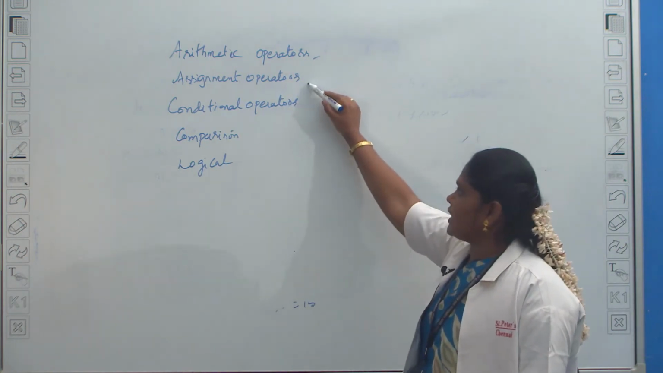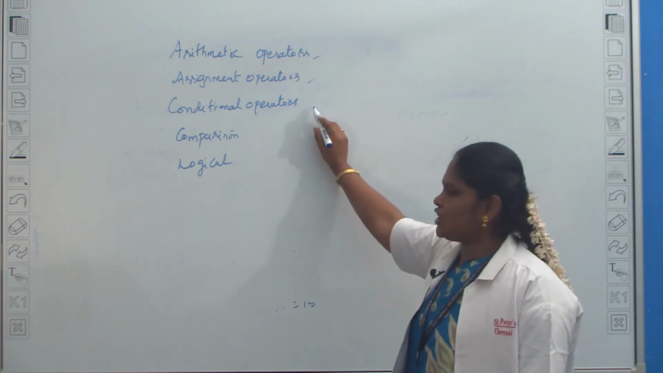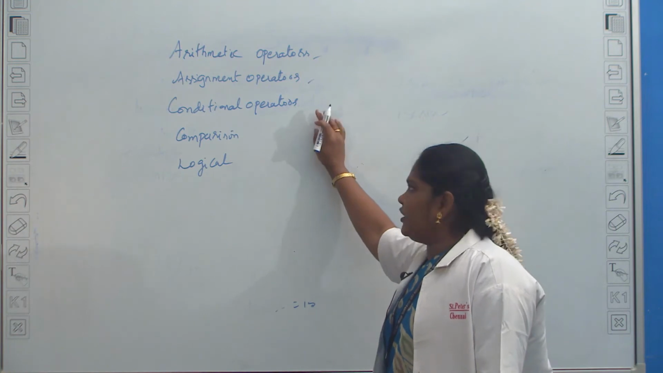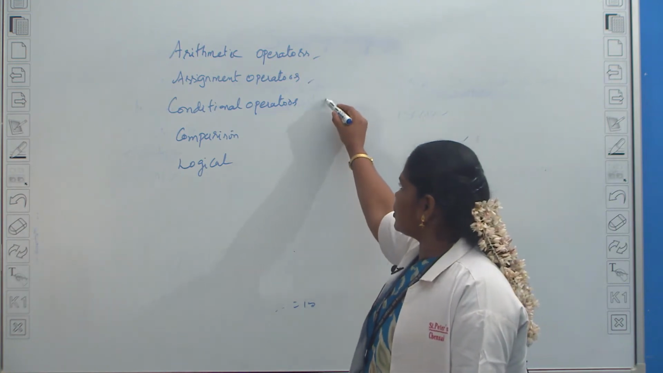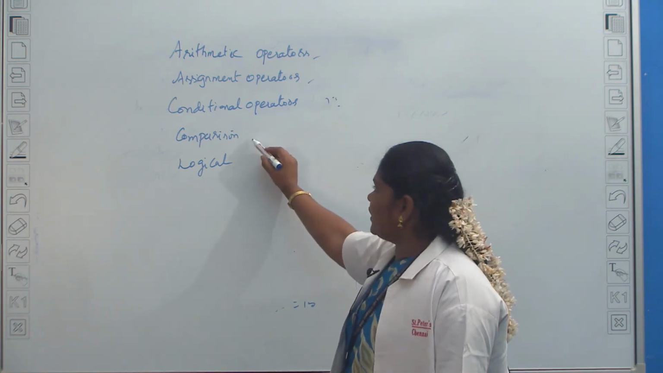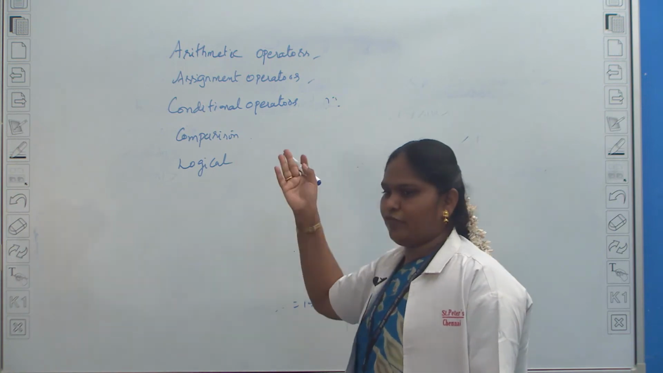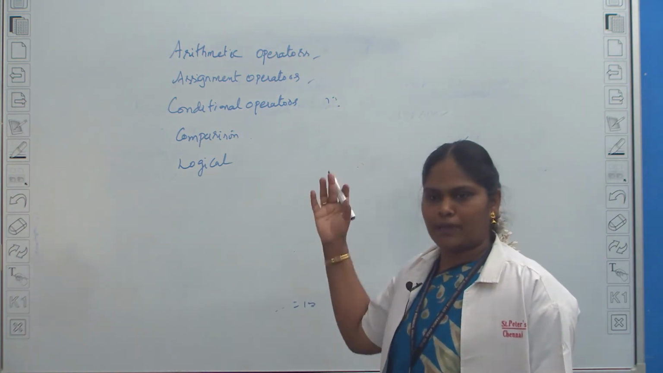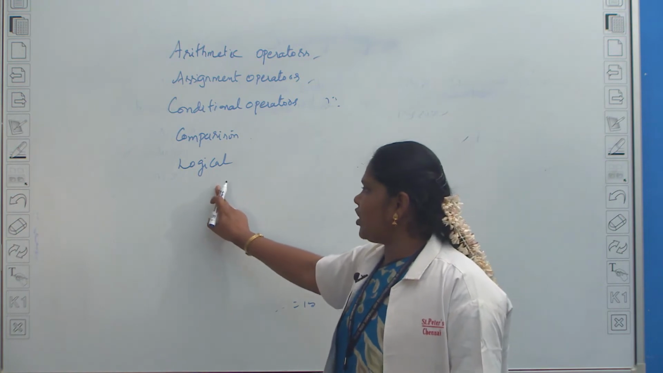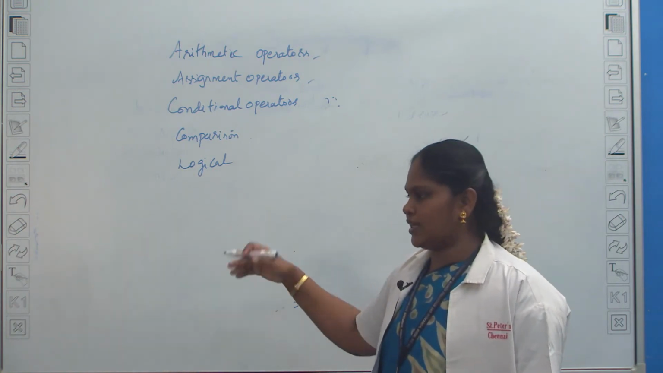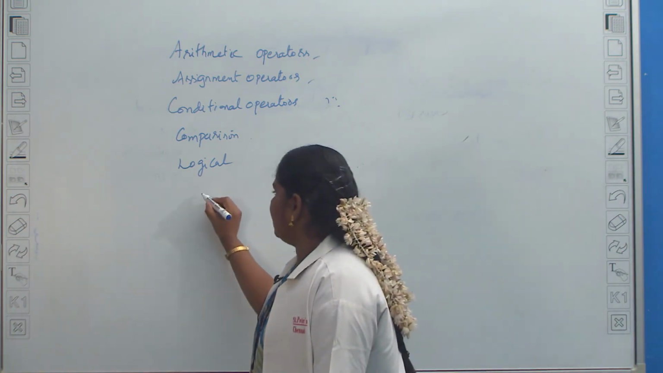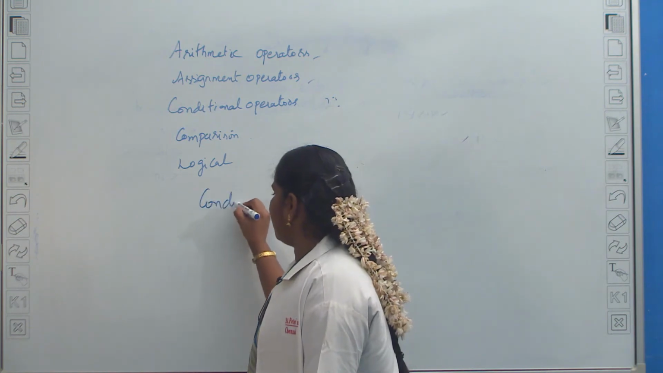And this is an assignment operator, equal to plus, and for conditional we use the if condition operator, the question mark and then colon. Then comparison, where one variable's value is compared to another variable's value. Then logical, where true or false conditions are used. Then JavaScript conditional statements.